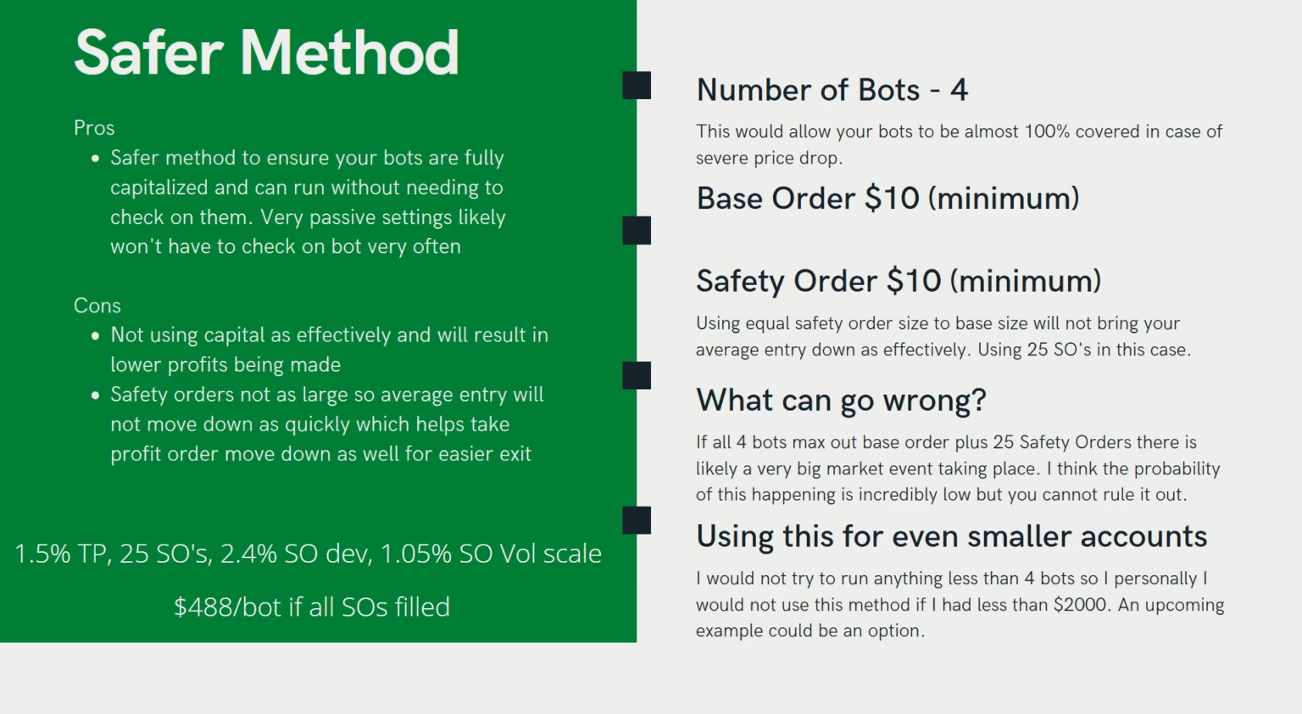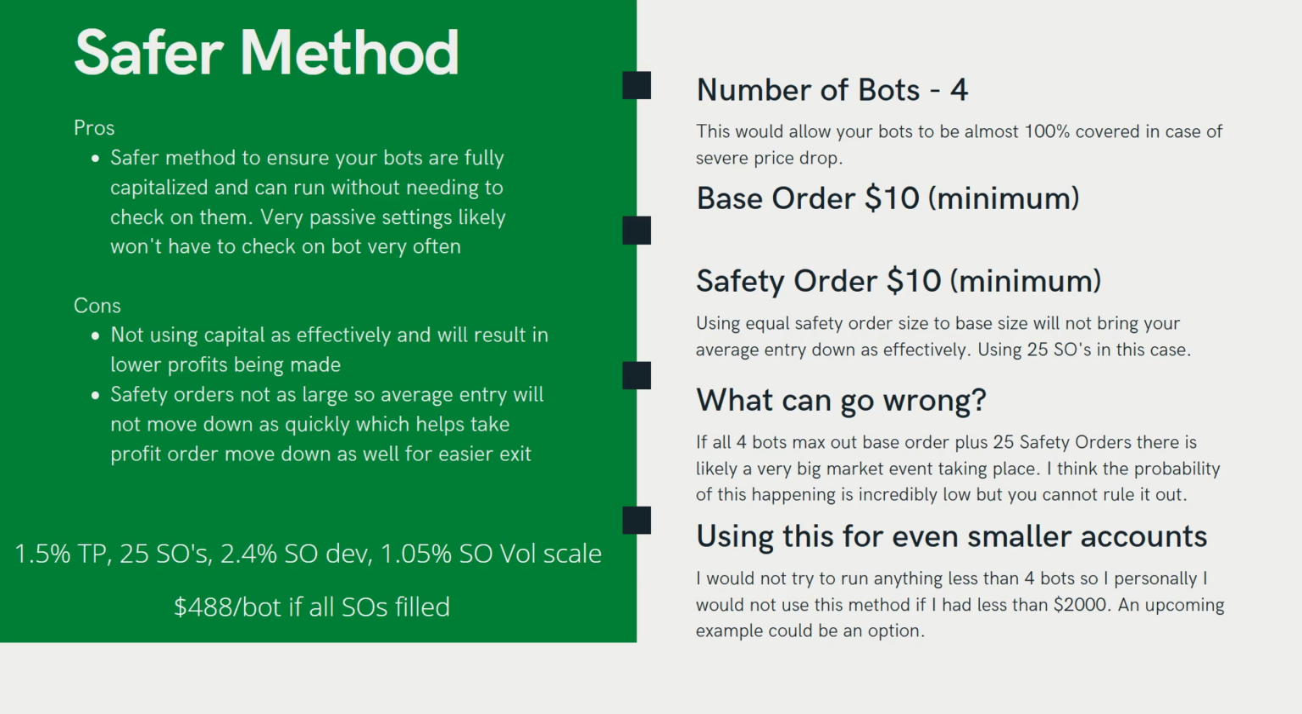So what can go wrong? Well, like I said, if all 4 bots max out their base order plus 25 safety orders, there's likely some crazy event happening in the overall market. If that were to happen, we're all probably going to have bigger problems than worrying about our trading bots, because it's probably something not only market wide, but like a Corona event, something massive like that. So that's probably something we'd be worried about other things at that point. But the probability of this happening is incredibly low, I would say, but you definitely can't rule it out. So that's why, again, you're fully covered with this method. Up to you if you use it.